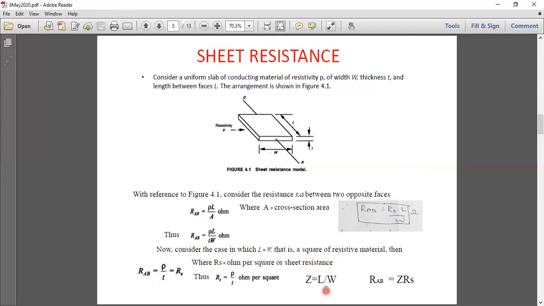Therefore, resistance can be given as rho by T is Rs. So Rs into L by W. And unit of resistance is ohm. And this L by W can be written as Z. Therefore, resistance Rab equals Z into Rs. That is Z into sheet resistance. And unit of sheet resistance is ohm per square.